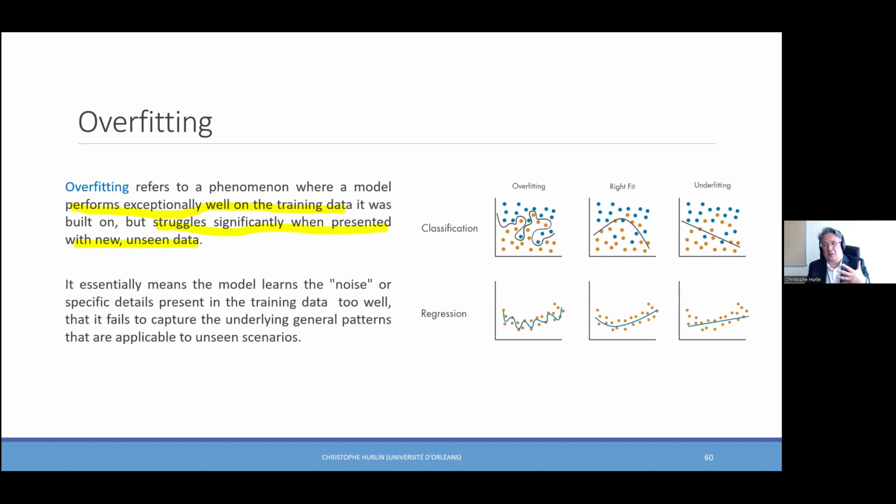What is the source of overfitting? It is the fact that the model learns the noise and the specific details present in the training dataset too well. And then it fails to capture the underlying general pattern of the data. Okay? So my model is polluted by the noise in my training dataset and lacks generalization power to new data. Okay, so let me illustrate, for instance, with a regression model.